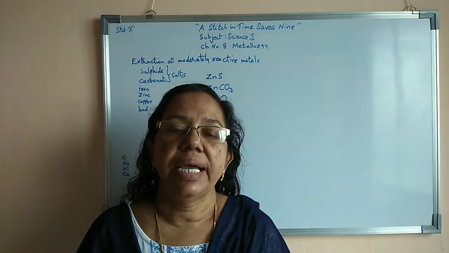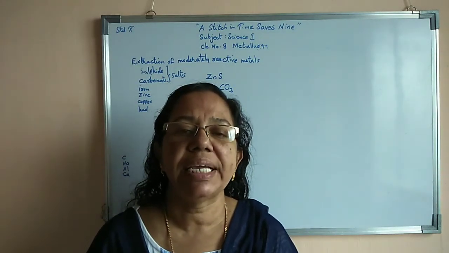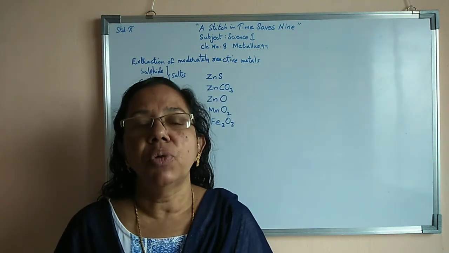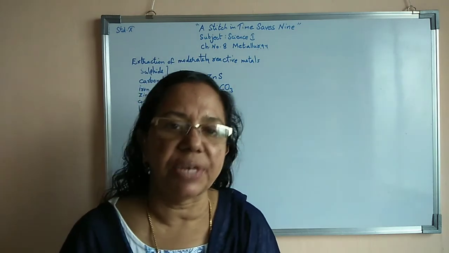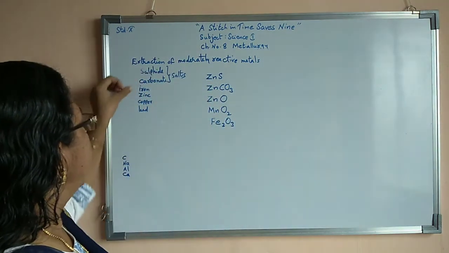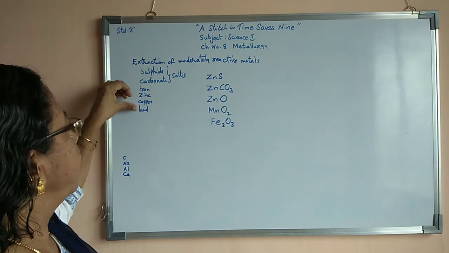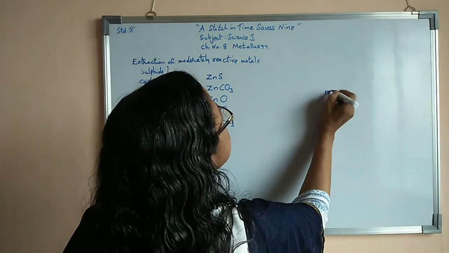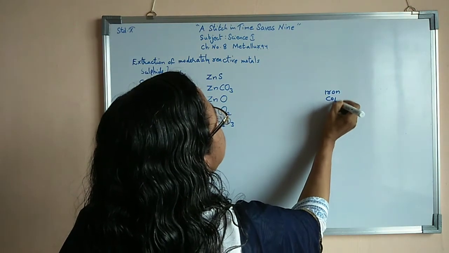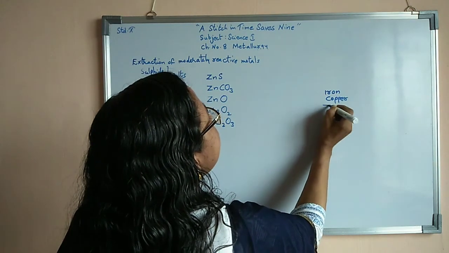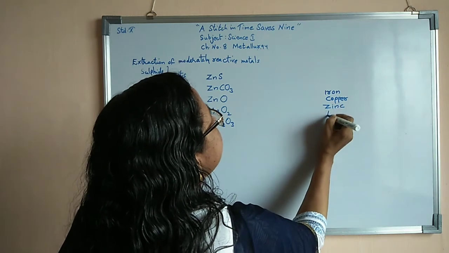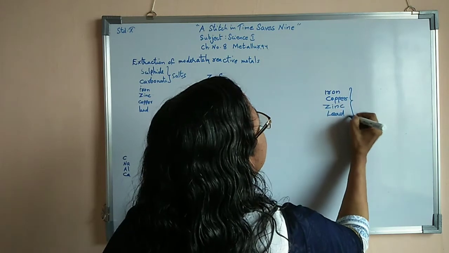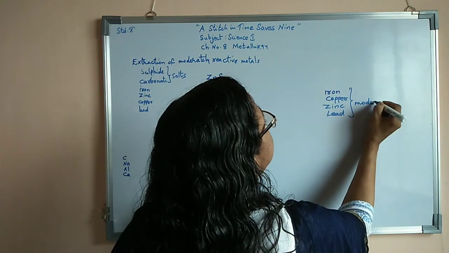Now we will study extraction of moderately reactive metals. Which are the moderately reactive metals, that we will see. Here: iron, zinc, copper as well as lead. Iron, then copper, zinc as well as lead. These metals we can call moderately reactive metals.